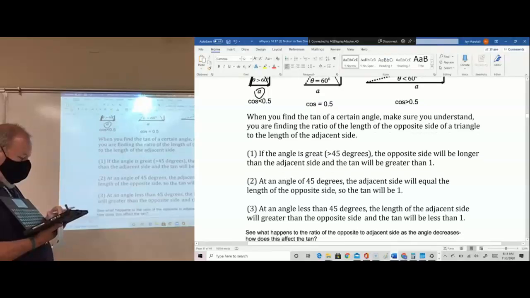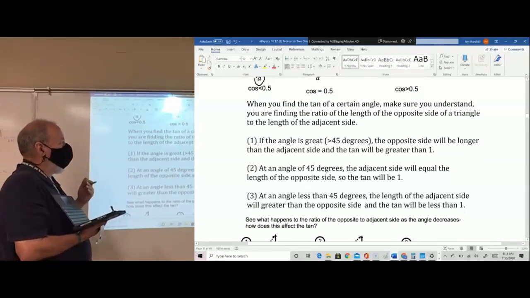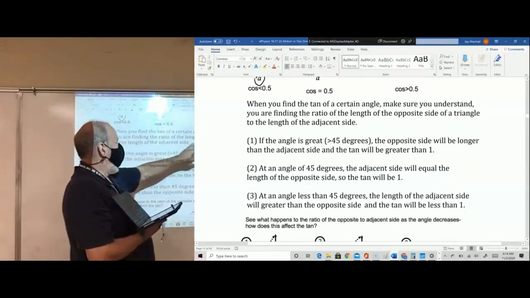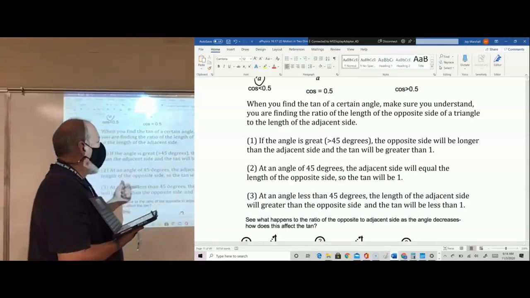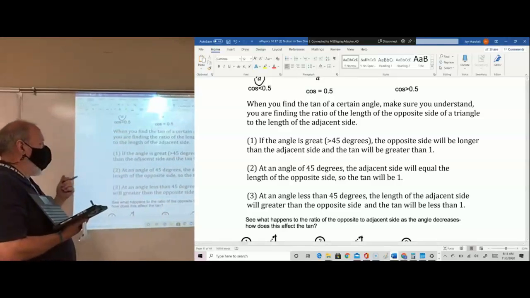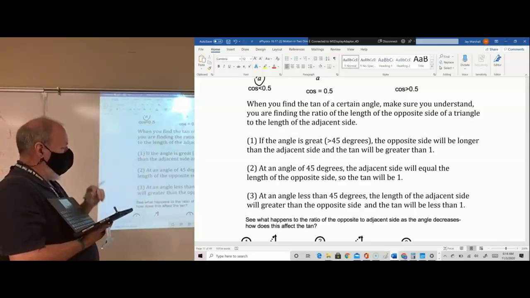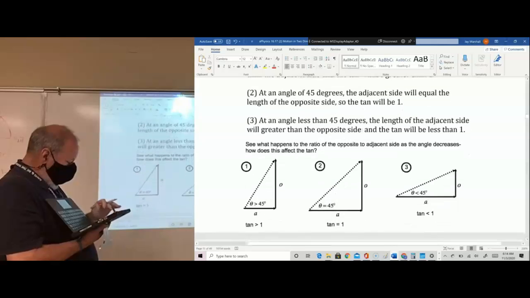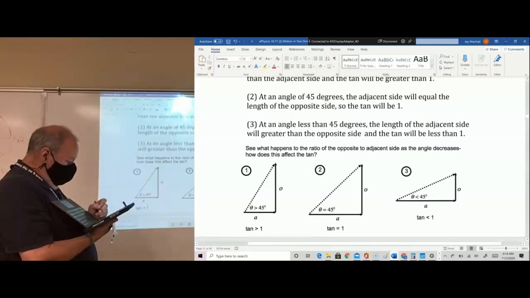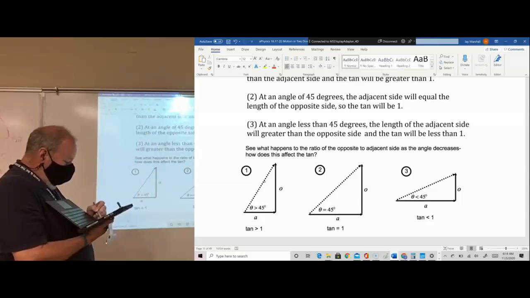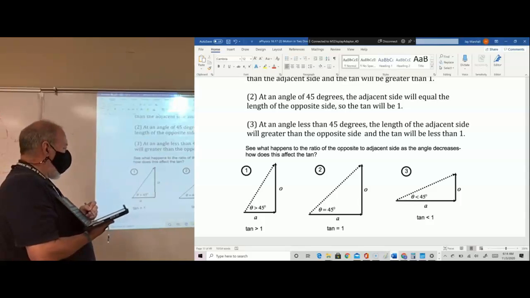And then finally, when you find the tangent of a certain angle, make sure you understand you're finding the ratio of the length of the opposite side of a triangle to the length of the adjacent side. If the angle is greater than 45 degrees, the opposite side is automatically going to be longer than the adjacent side, so the tangent will be greater than 1.